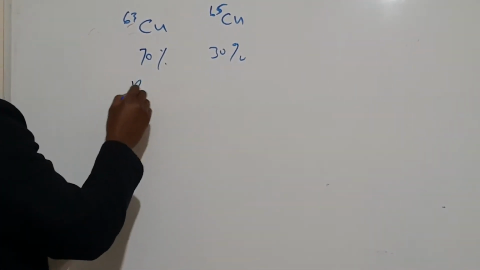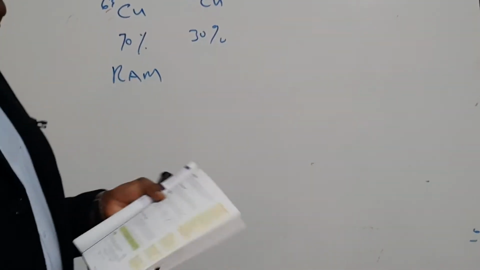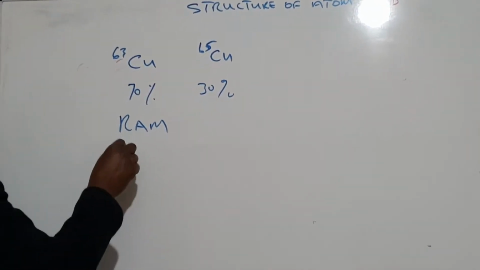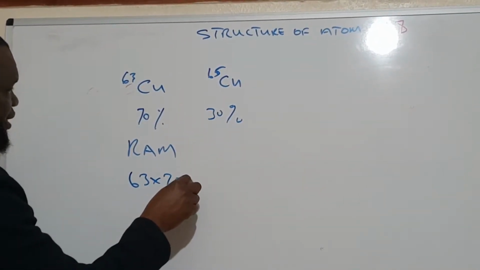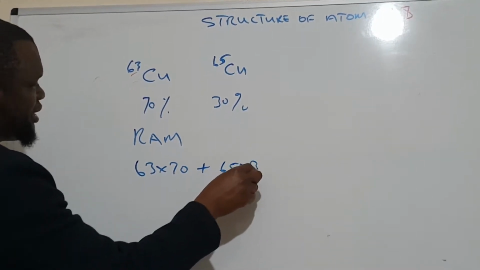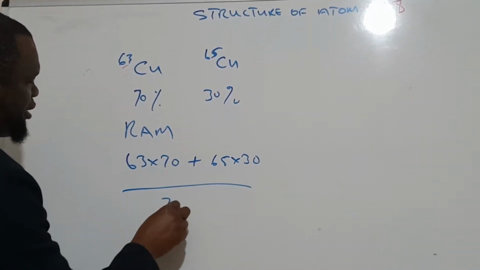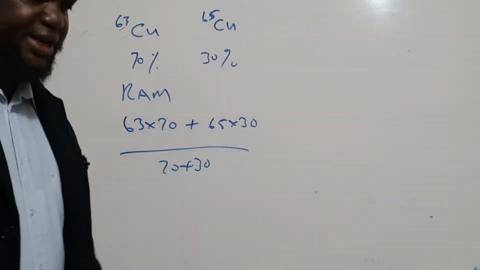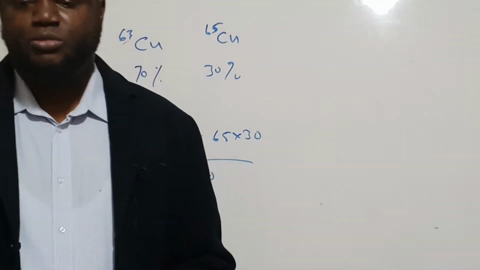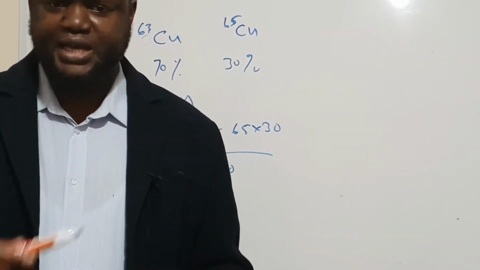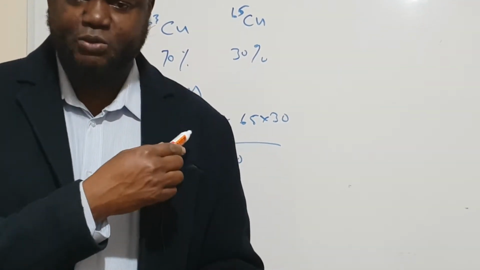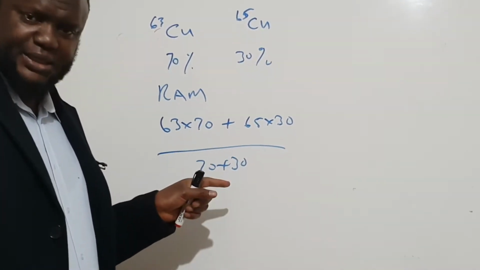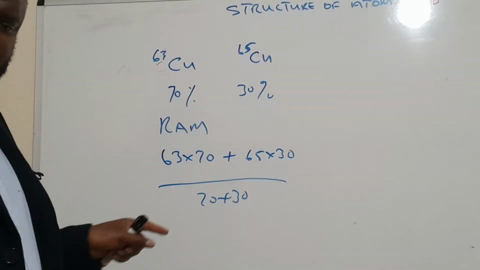So what is the relative atomic mass? Okay, simple. Same thing. We find the average of the two masses. This will be 63 times 70% plus 65 times 30, all over 70 plus 30, which are the relative abundances. Okay, this is how abundant they are in the compound. Do you get it? Halima, do you get it? Yes. So this is how abundant they are. One is 70%, one is 30%. So you multiply both by their respective percentages, and you find the average. Just like finding the average of the two.